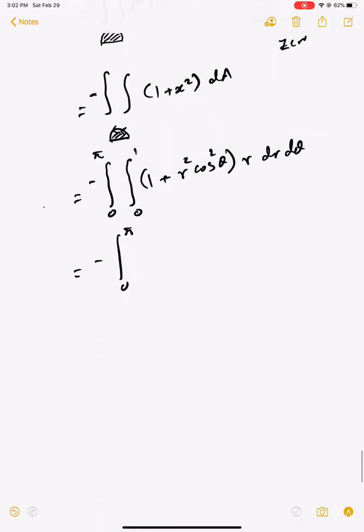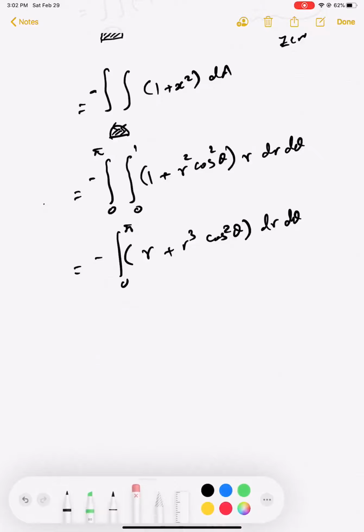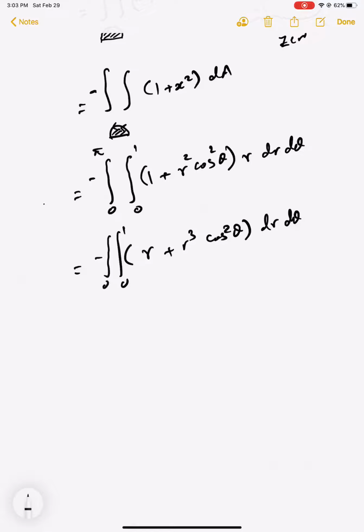So now standard computations: the integral of r plus r cubed cosine squared theta, dr d theta. So let's change this. So this is 1, and this is from 0 to pi, minus the integral from 0 to pi. The r integral from 0 to 1 is half. The r cubed gives one fourth, cosine squared theta d theta. Then you need to do this integral.